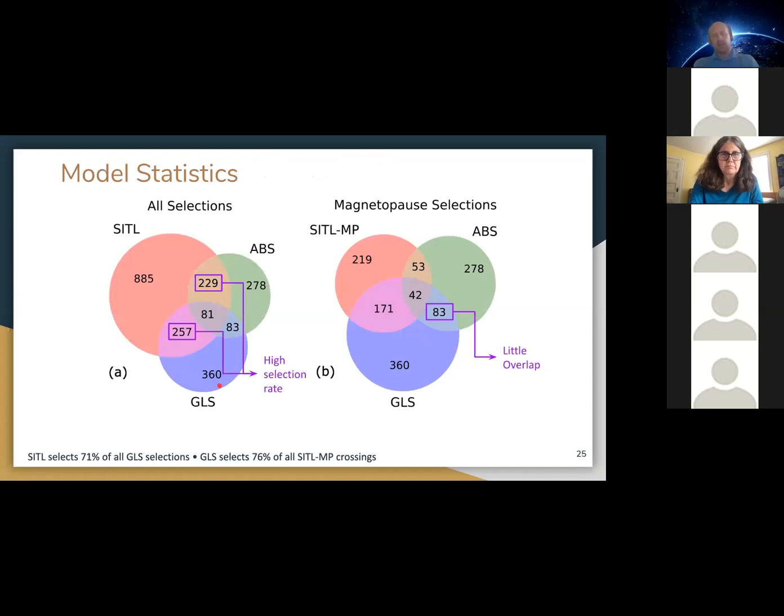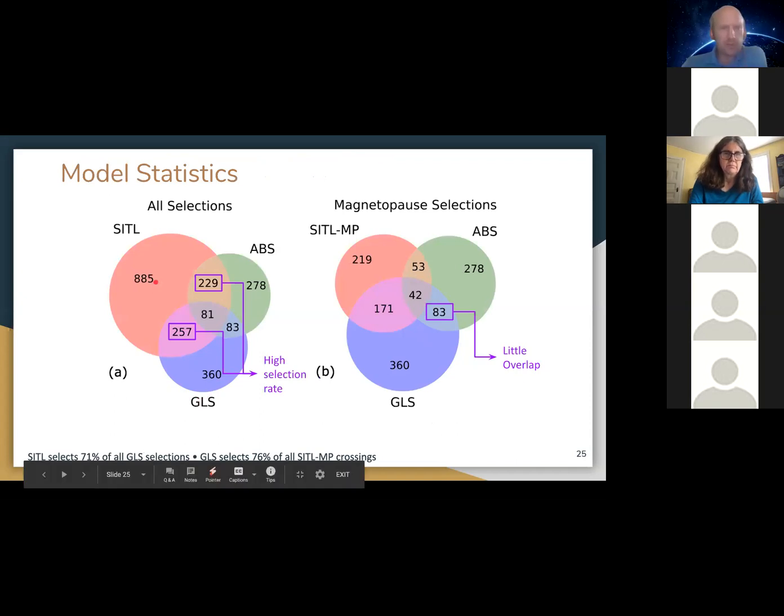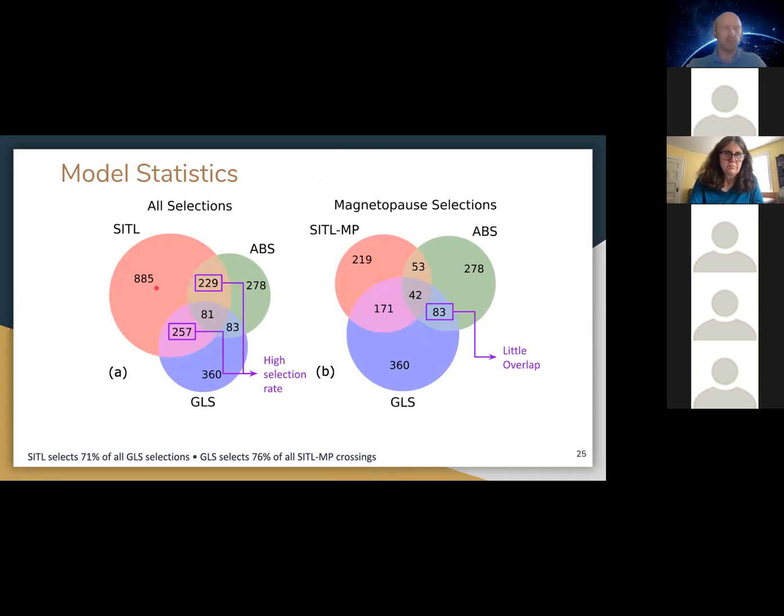So looking at all the selections that we've made over the 5 months that the model has been in operation, we can first make a comparison between the CITL, the ABS, and the GLS for all selections made by the CITL to see what the overlap in their selections are. And it turns out that the CITL is selecting a very large portion of the GLS and ABS selections, meaning all of the selections that the GLS and ABS are making are of interest to the CITL.